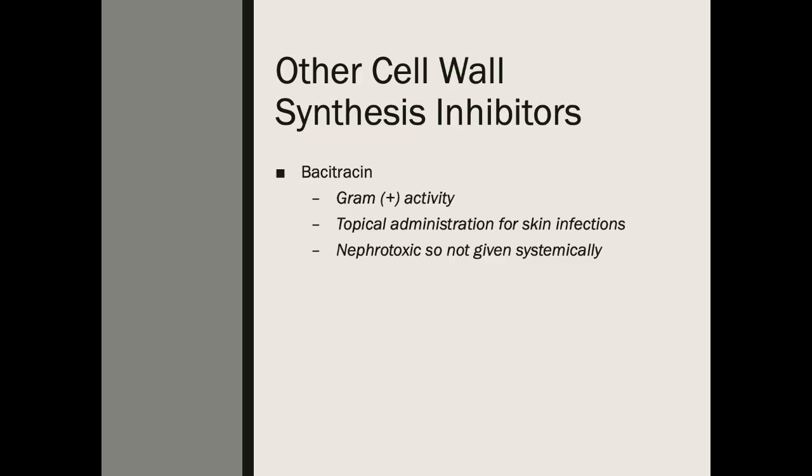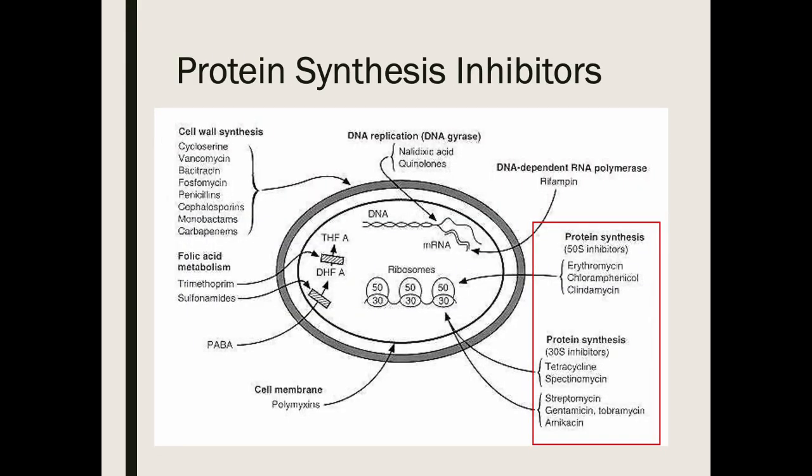Then a few minutes ago, we also mentioned bacitracin. Bacitracin is used for gram-positive bacteria as well, but bacitracin is nephrotoxic and is not given IV, not given systemically. So we're going to see bacitracin given topically for topical skin infections. Okay, so those were our cell wall synthesis inhibitors. We had vancomycin, bacitracin, penicillins, all our cephalosporins, and monobactams and carbapenems.